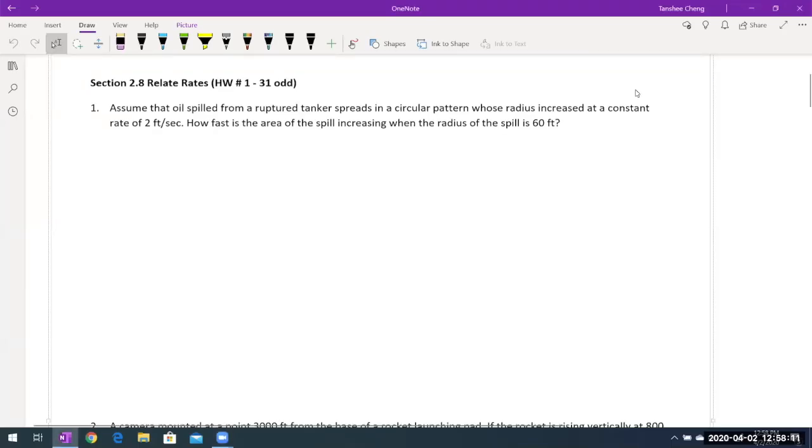So 2.8 is basically talking about the related rate type of problem. So what is a related rate type of problem? Let's take a look at the first example, and I'm going to explain what we are doing and which direction we are going.